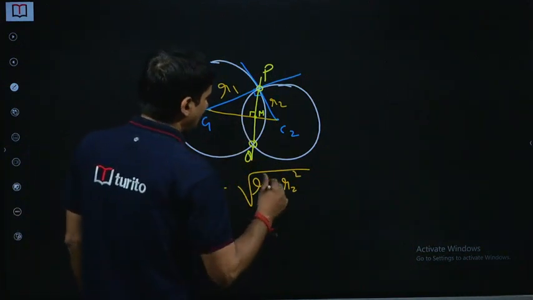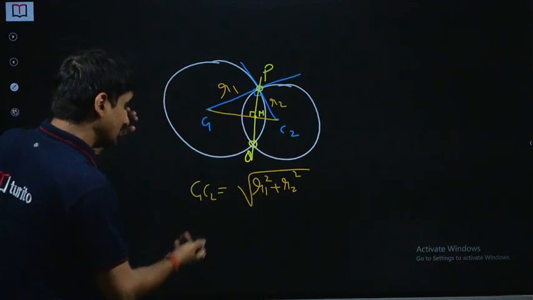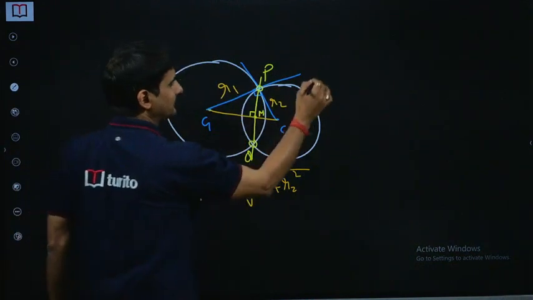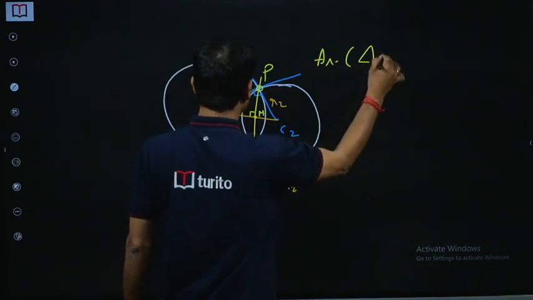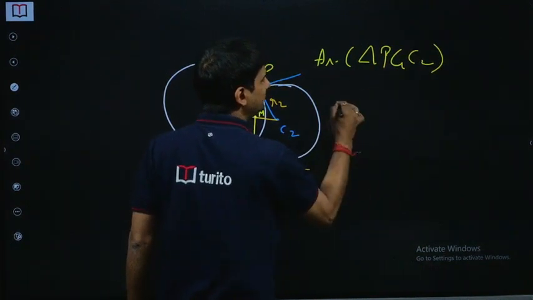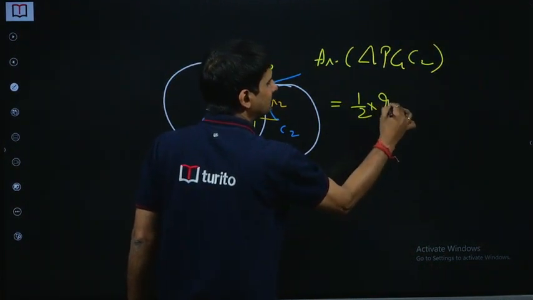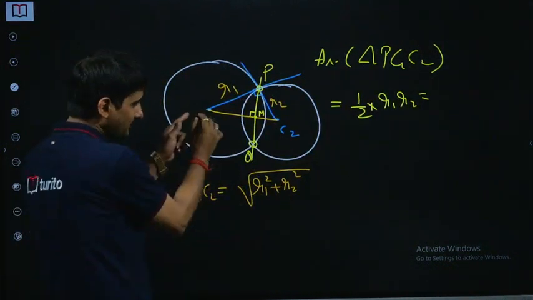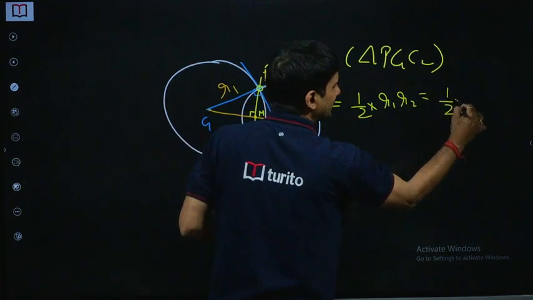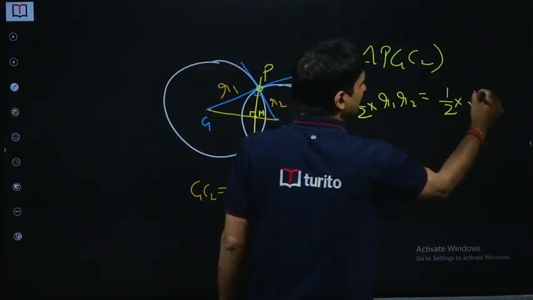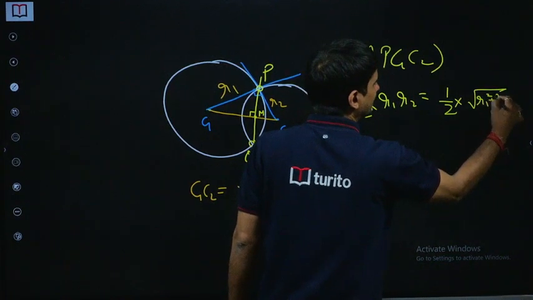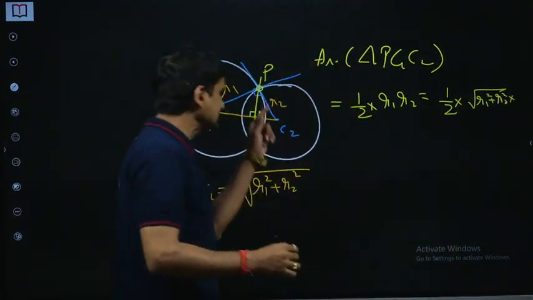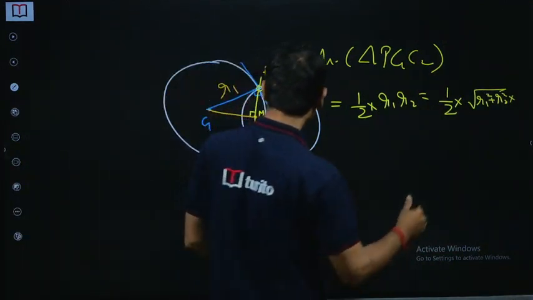Now see, I will just write the area of this triangle. Area of triangle PC1C2. So we have two ways of writing it. Half into R1 into R2, because it's a right angle triangle, half base into height, and then another one is half base into height. So half base is C1C2, which is under root of R1 square plus R2 square, into height. Height is how much? Height is PM, which is PQ by 2.